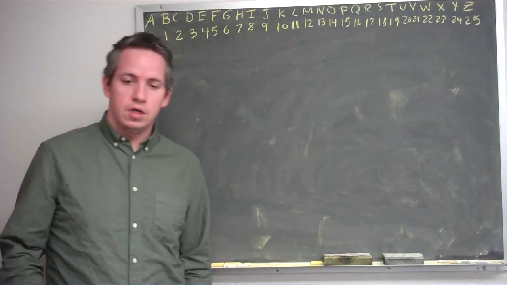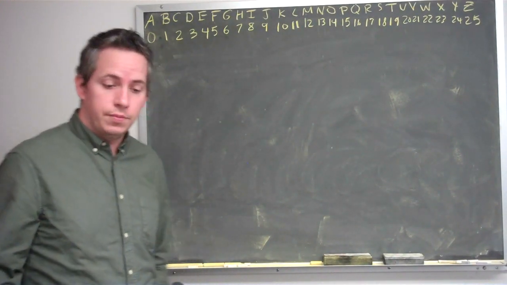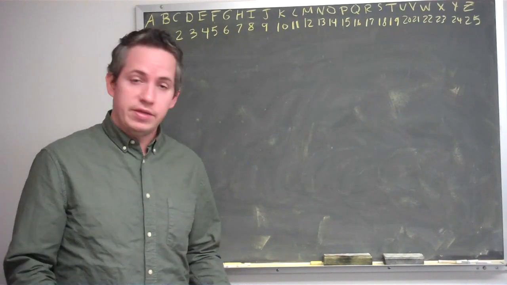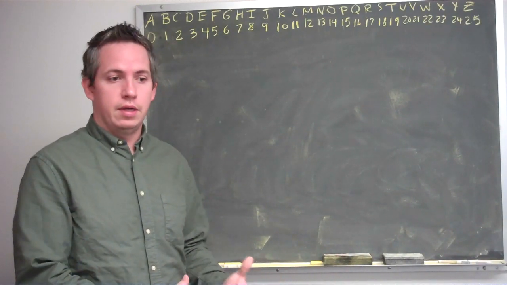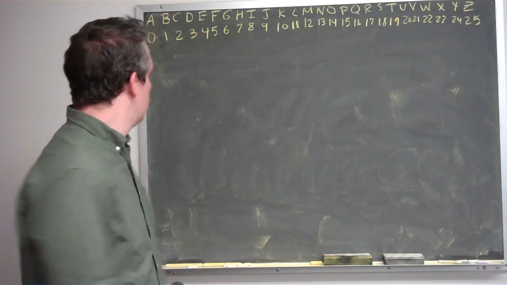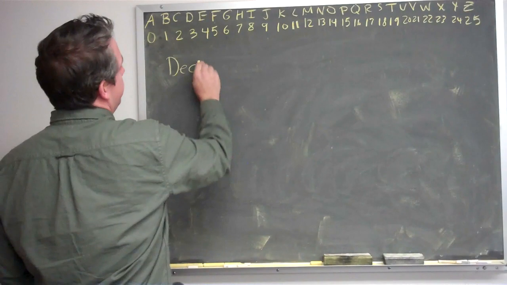Okay, so today I want to talk about the decimation cipher. The decimation cipher is another crypto system that we can use to try to take messages and turn them into something that is incomprehensible to some third party who's trying to intercept the message. So, decimation cipher.